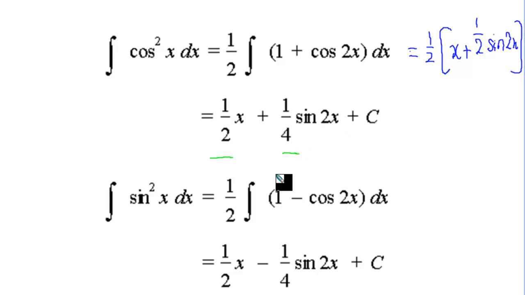The only difference when it's sine squared x is that it's 1 minus cos 2x. Again, the 1 integrates to x, cos 2x integrates to a half sine 2x, and we get the quarter sine 2x with the half x out the front. That's the only difference between the two of them, just because we've got a different function to integrate.